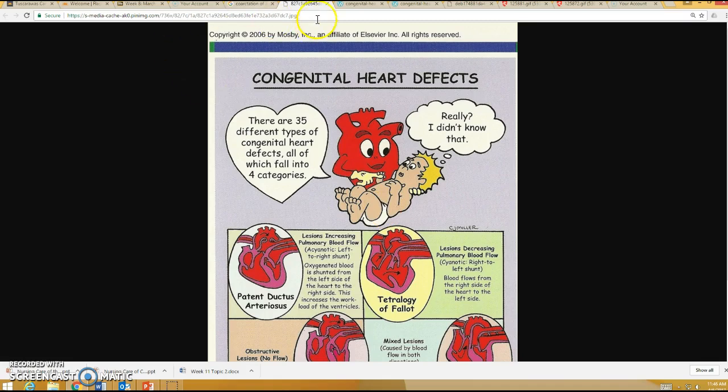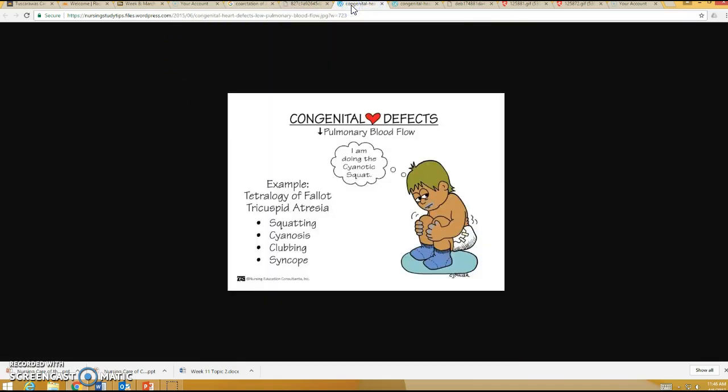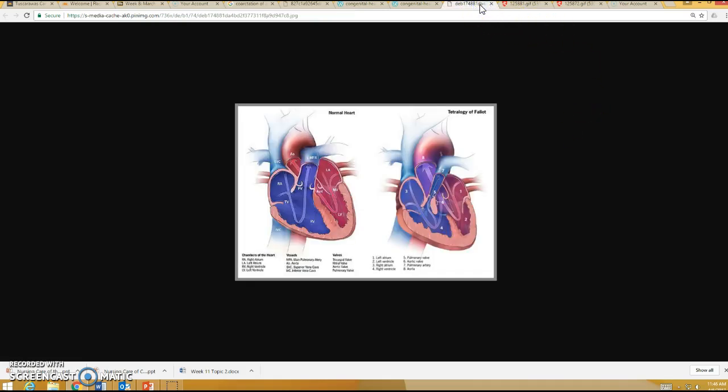And I also have an image of this. If you have somebody who has decreased pulmonary blood flow, such as the Tetralogy of Fallot, you're going to see squatting, cyanosis, clubbing of the fingers, which indicates chronic low oxygenation or chronic hypoxia, and syncope, dizziness. And then I have an image of a Tetralogy of Fallot. Let me see if I can enlarge that for you.